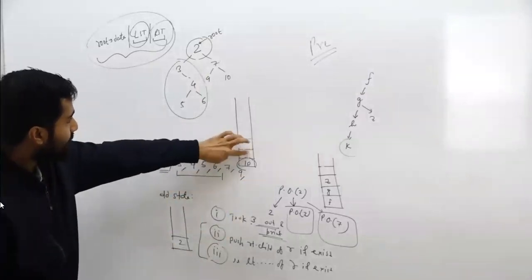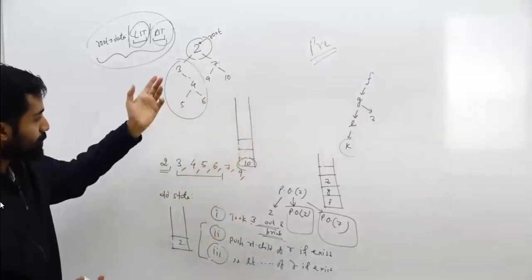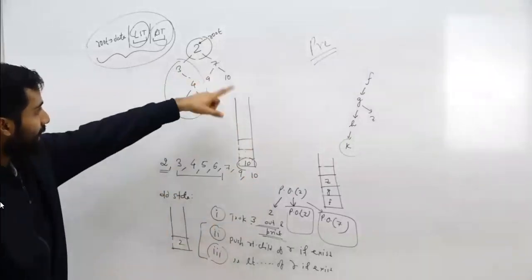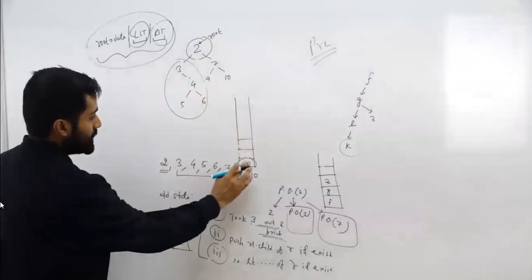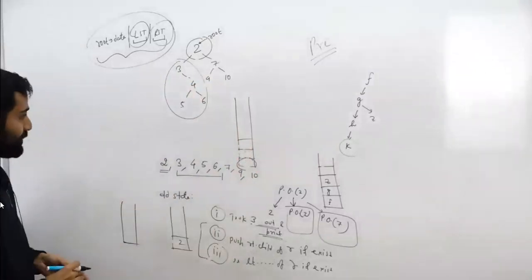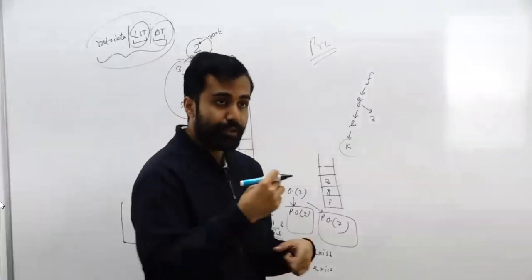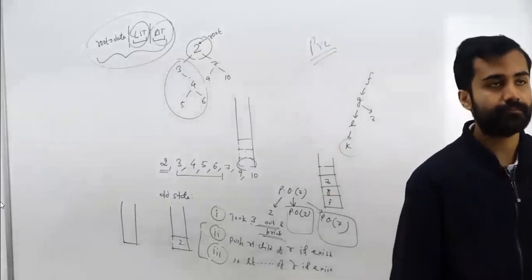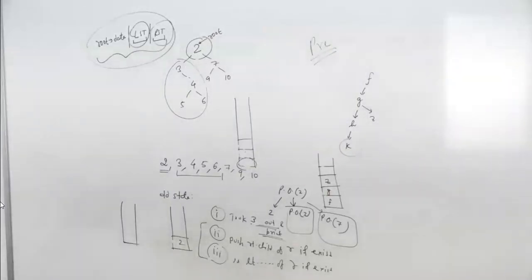After printing this 9, does it have a right? No. Does it have a left? No. So nothing is to be done. Now the topmost is 10. Print this 10. Does it have a right? No. Does it have a left? No. Now the stack is empty. So the initial state of the stack was empty. The final state is also empty. So you have to continue running this algorithm as long as your stack is not empty. Does that make sense?